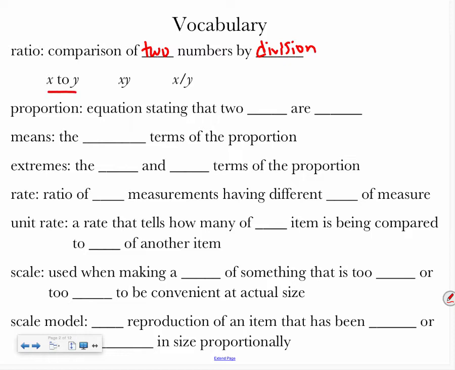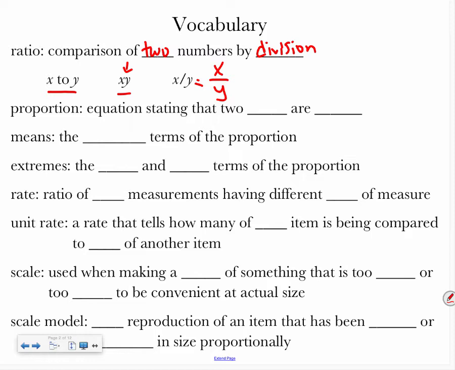If you look, you can see a couple of different ways to write a ratio. You can write x to y, you can write x:y. This is probably the least common, okay? And then this is the same as x over y. That is a fraction bar, okay? So these two things are the same. Those are three different ways that you can write ratios.